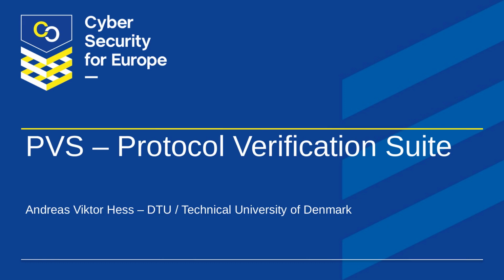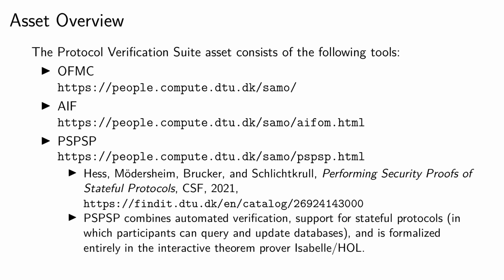The PVS asset focuses on modeling and formally verifying security protocols. It can be used to statically check that a protocol specification indeed achieves its security goals, such as secrecy or authentication, even before the protocols are deployed and in use. This gives us strong guarantees that the protocols that we use actually work as intended. There are three tools in the Protocol Verification Suite. These are OFMC, AIF, and PSPSP. All of these tools allow for modeling and verifying security protocols.